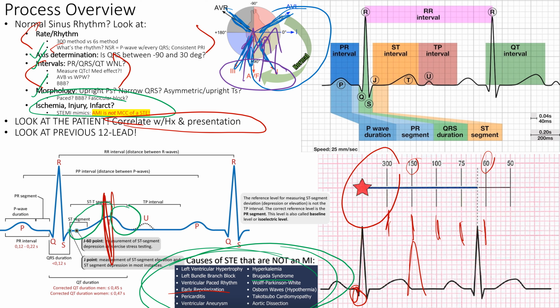And then when we look at the axis, we should have most of our electrical activity going down and to the left, right? Because the left ventricle is big, so a lot of electrical activity is going into that left ventricle. And if it's different, that means something might be happening.